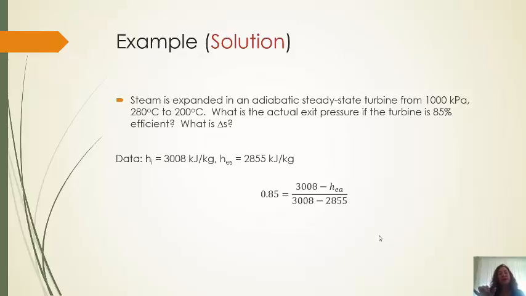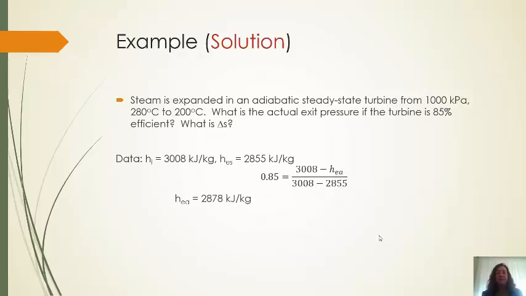The actual enthalpy change is going to be the inlet minus whatever the exit really is. But if I know the process efficiency, that's my only unknown. So I can solve this for the exit enthalpy. I get 2878.